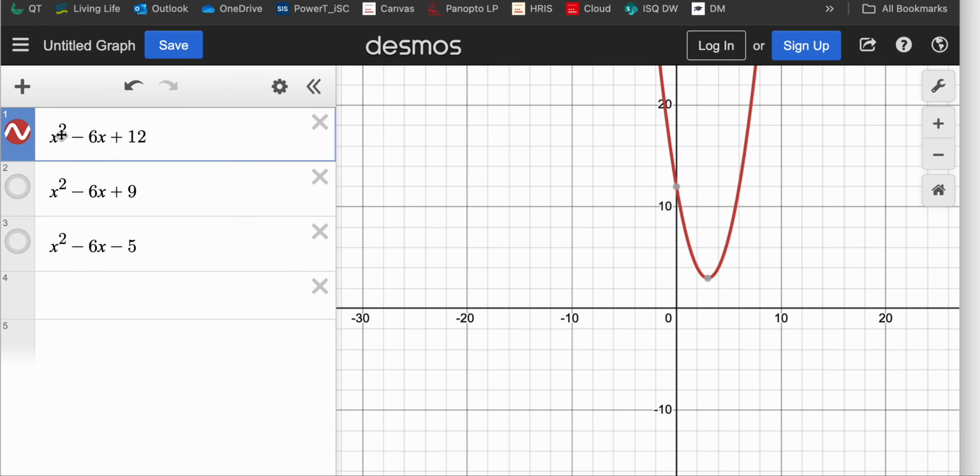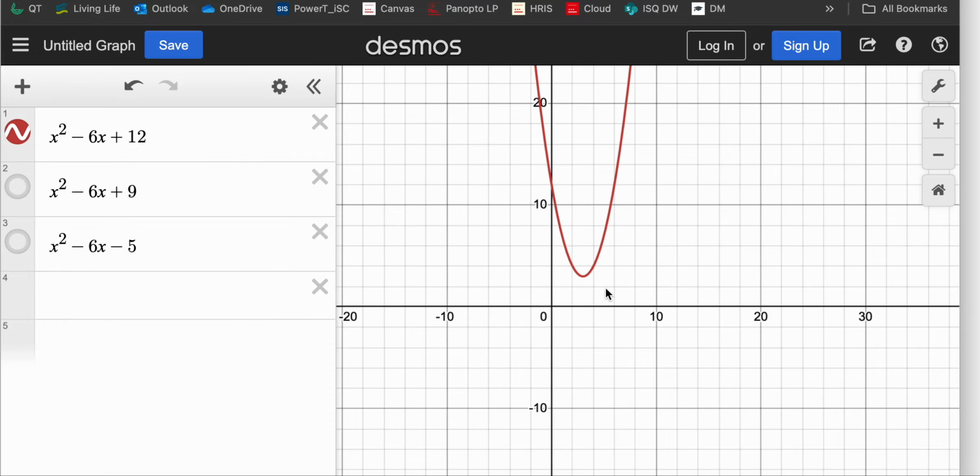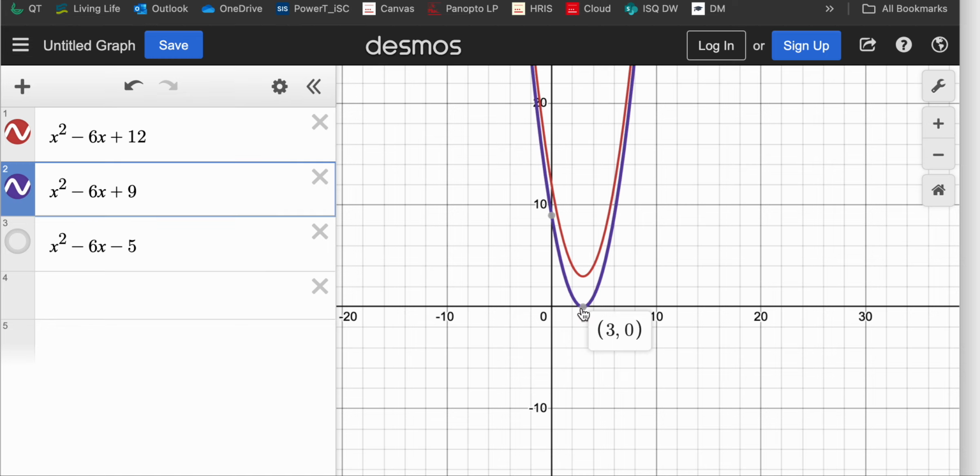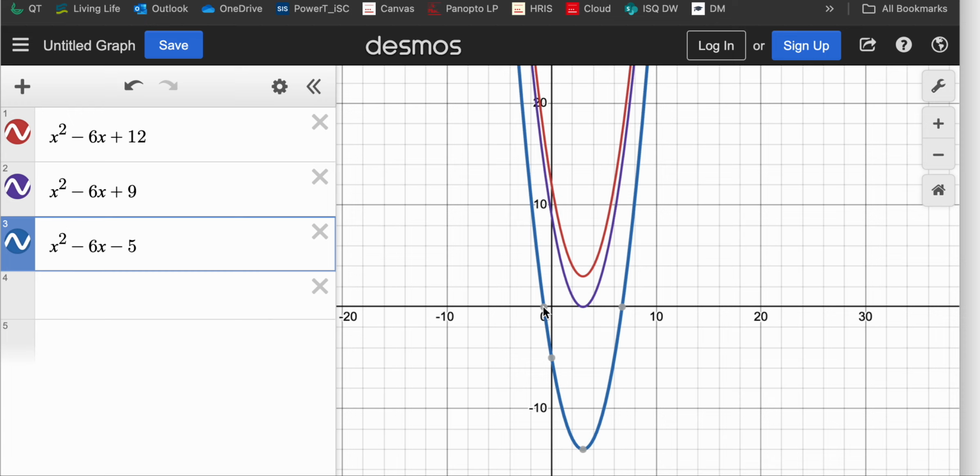So x squared minus 6x plus 12 will look like this. If you look at the graph, it's not going to touch the y equals 0 line, right, which is the x-axis. That means there are no real solutions, right? And then x squared minus 6x plus 9 touches the x-axis at exactly 1 point, so there's only one real solution. And then x squared minus 6x minus 5 will intersect the x-axis twice. So these are the approximate solutions for this graph when it's equal to 0.